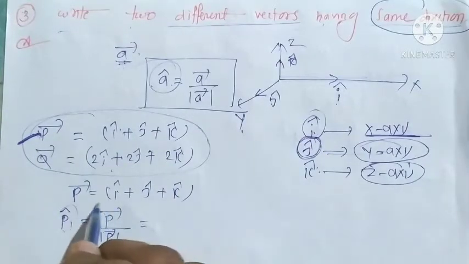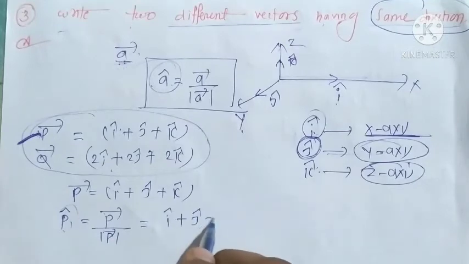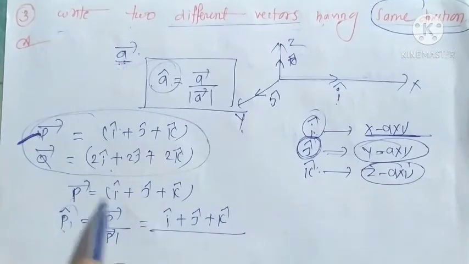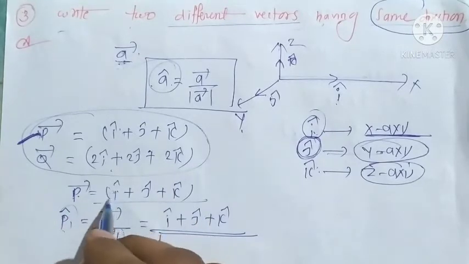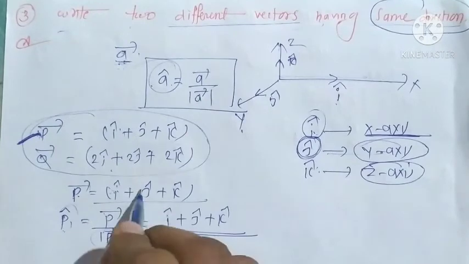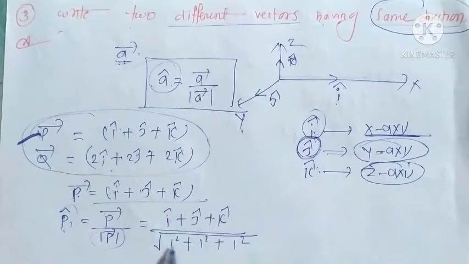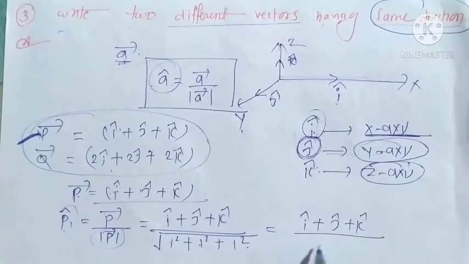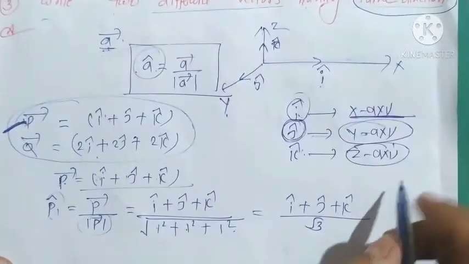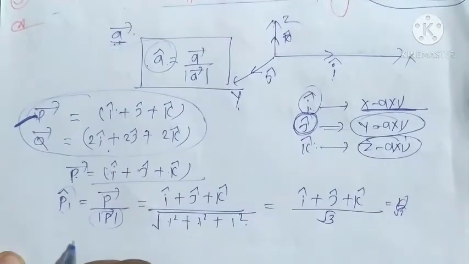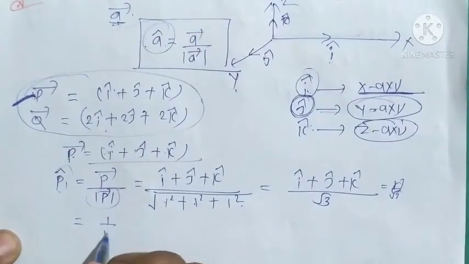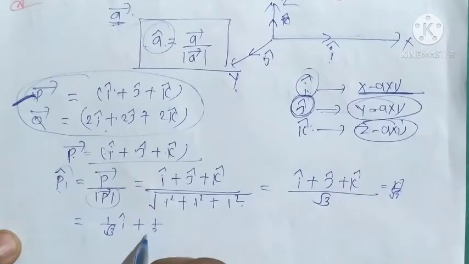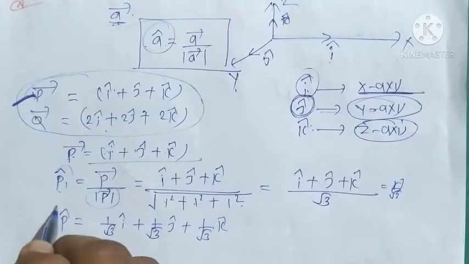So firstly we write this vector i plus j plus k, and the magnitude value of this vector P: 1 square plus 1 square plus 1 square. Finally i plus j plus k upon under root 3. Then we write it as 1 upon under root 3 i plus 1 upon under root 3 j plus 1 upon under root 3 k. This is the unit vector of P.